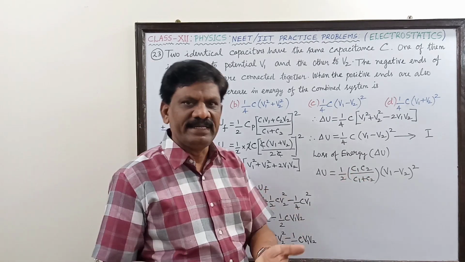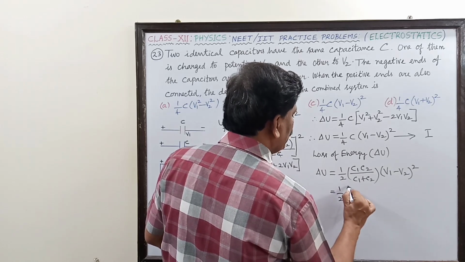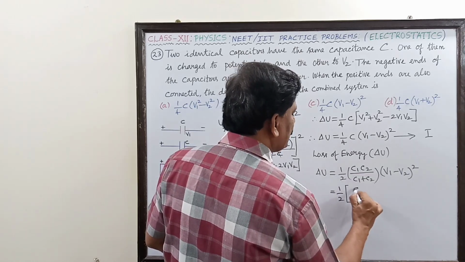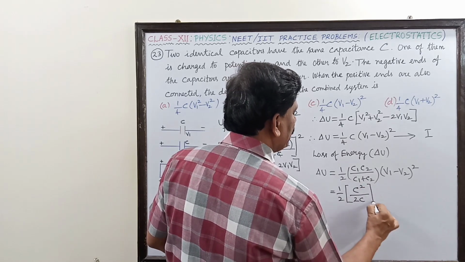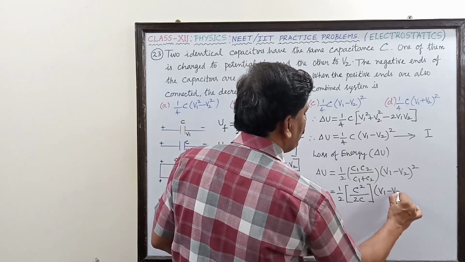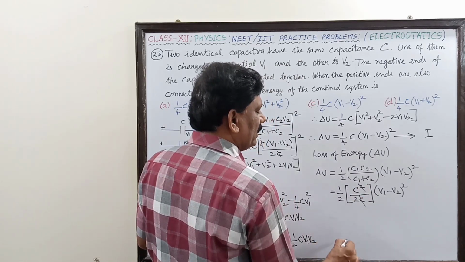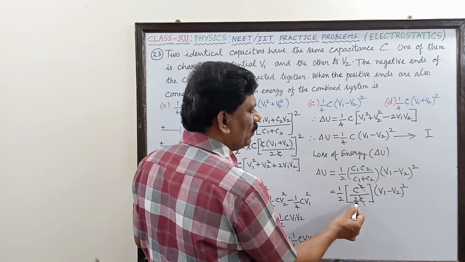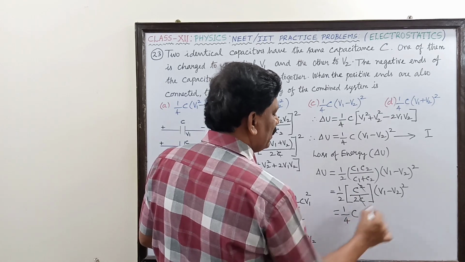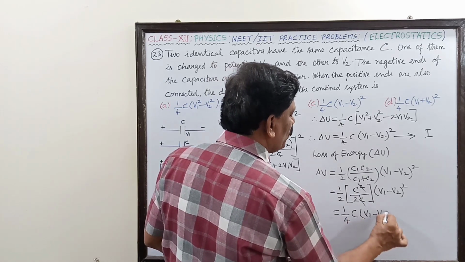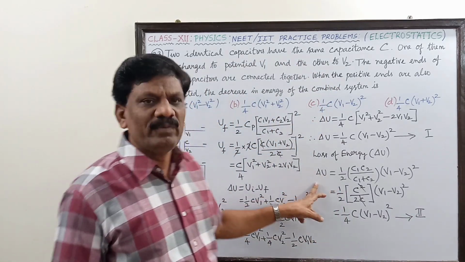Here C1 is equal to C2, is it not? Both are having the same capacitance. So this must be equal to 1 by 2 into C square divided by C plus C, which is 2C, into V1 minus V2 the whole square. So if you cancel this square with this term C, 1 by 2 into denominator 2 will make this 1 by 4 C into V1 minus V2 the whole square, and this is the second method, which is the direct method. This only you will have to practice.